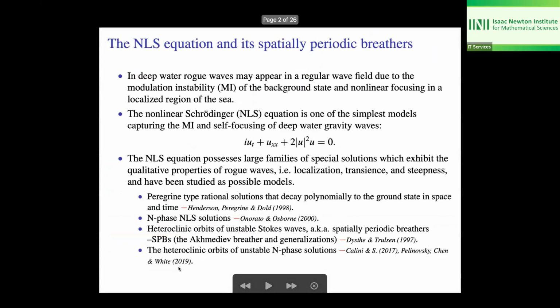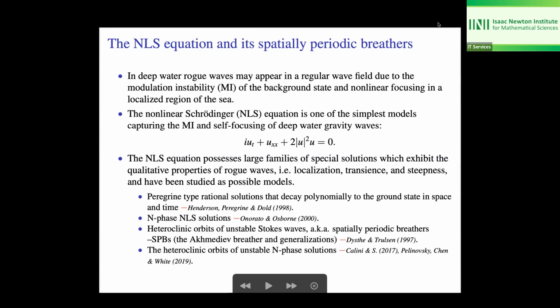Okay, so in deep water, rogue waves may appear in a regular wave field due to the modulation instability of the background state and nonlinear focusing of uncorrelated waves in a localized region of the sea. And so the nonlinear Schrödinger equation is one of the simplest models capturing the modulational instability and self-focusing of deep gravity waves. It possesses large families of special solutions which exhibit the qualitative properties of rogue waves. These solutions are localized, transient, and steep, and they've been studied as possible models.